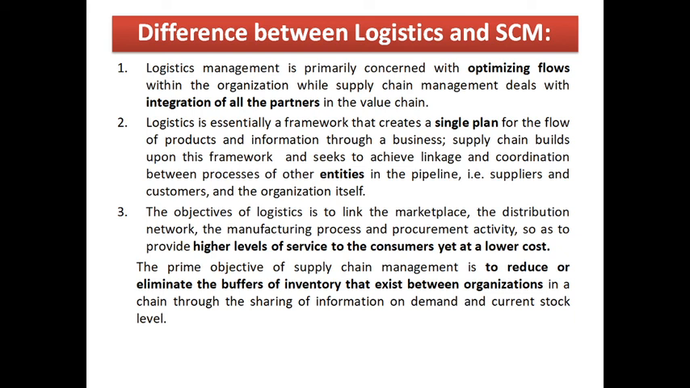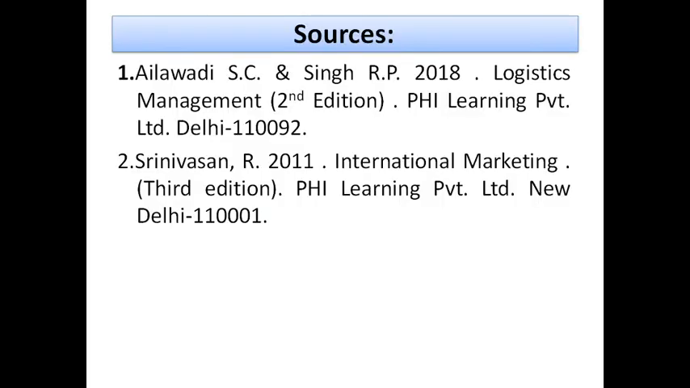The objective of logistics is to link the marketplace, the distribution network, the manufacturing processes and procurement activity so as to provide a higher level of service to the consumer, yet at a lower cost. But the prime objective of supply chain management is to reduce or eliminate the buffers of inventory that exist between organizations in a chain through the sharing of information on demand and current stock level. So this is about supply chain management and logistics management.